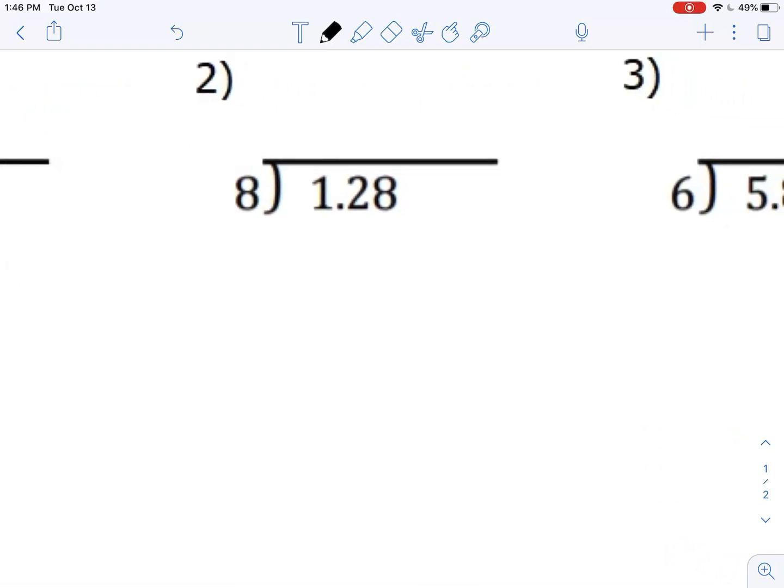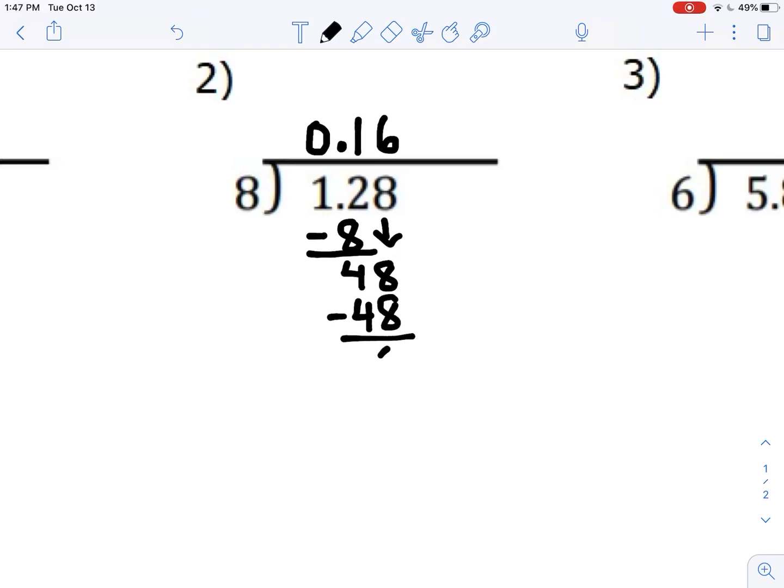Number 2, 1.28 divided by 8. I can't make a group of 8 out of 1. And then I'm going to bring the decimal point up after that placeholder for 0. 8 can go into 12 one time. 1 times 8 is 8. And when we subtract, we have a difference of 4. I'm going to bring the 8 down. 8 can go into 48 6 times, and 6 times 8 is 48. Since we have 0 remainder, we can stop dividing, and our quotient is 16 hundredths.